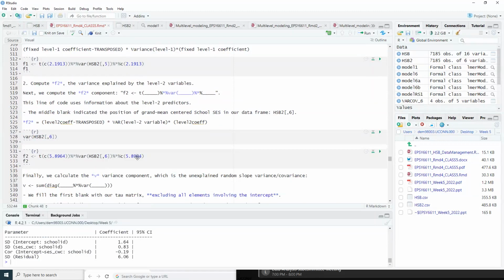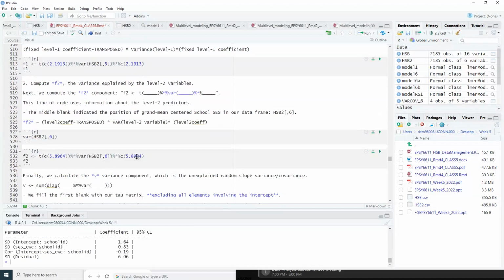And I get F2. And then finally, I only need 3 of these pieces. And then once I got my 5 components, I can put them together however I want. Then I calculate this V variance component, which is the unexplained slope variance covariance. And so this is just going to be the diagonal. It's going to be the tau matrix, excluding all the elements that have to do with the intercept, because again, we've got a piece for the intercept.